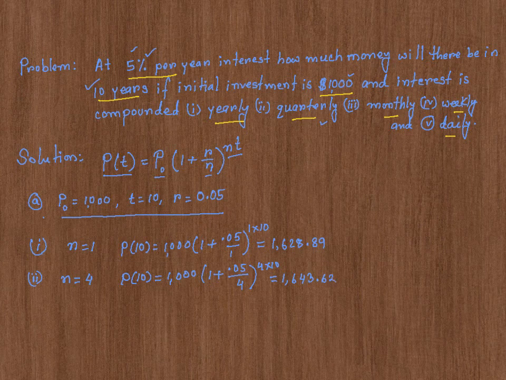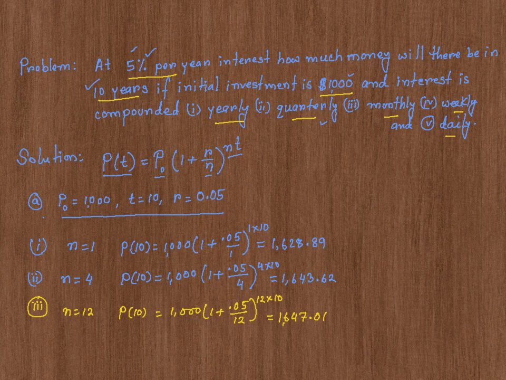Now let's go ahead and do the next one. Part 3. Everything is the same. We are collecting interest monthly, so N is equal to 12. Why? There are 12 months. So P of 10 is going to be 1,000 times 1 plus 0.05 over 12, raised to the power 12 times 10. And that gives me about 1647.01.